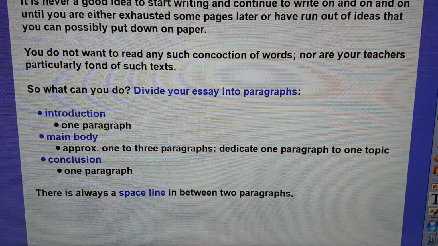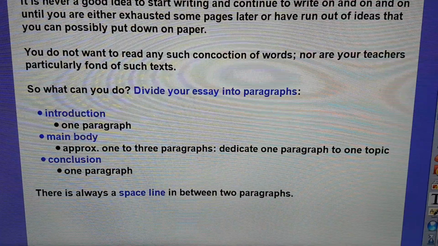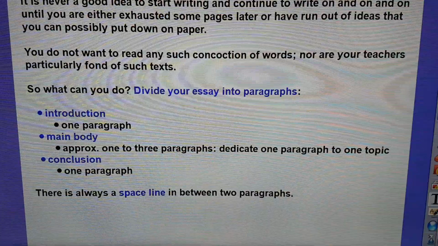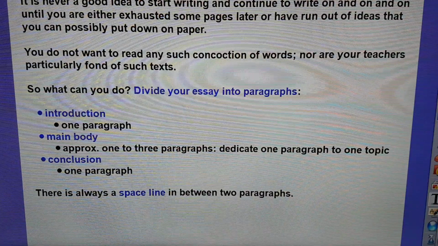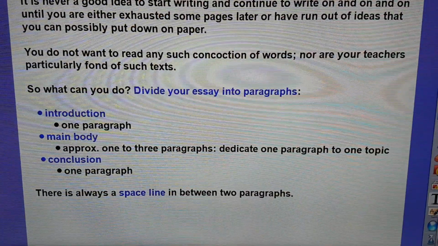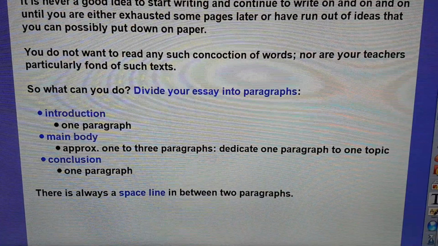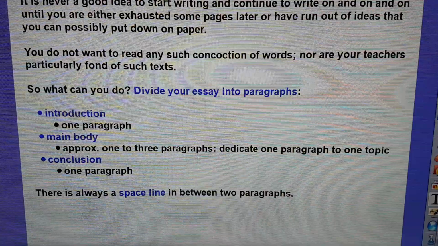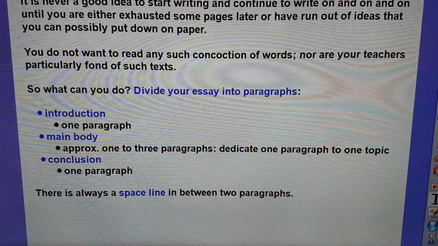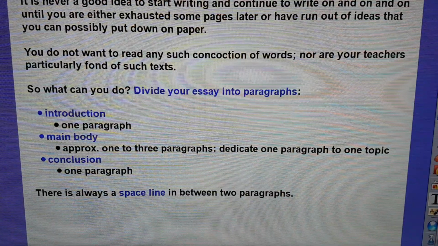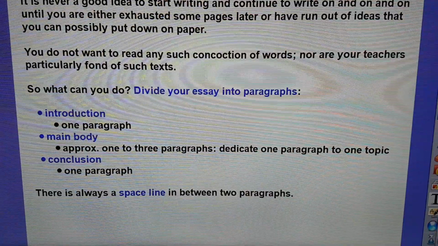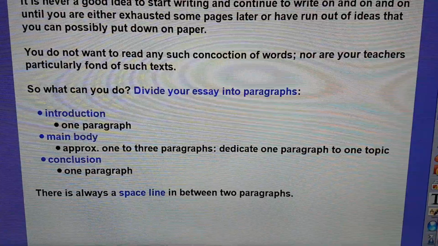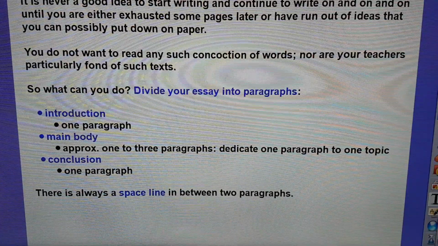findings. You do not include new ideas, no new aspects that should have gone into the main body, let's say the analysis or so. The conclusion only sums up the findings that you discussed or analyzed previously, all right? And in between your paragraphs, there should be a space line.